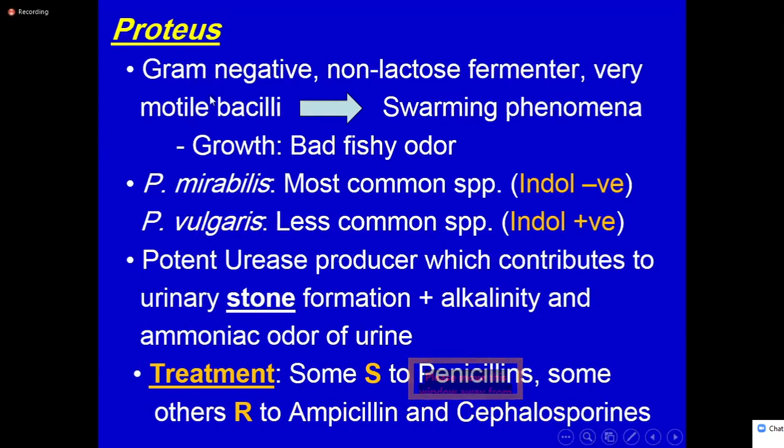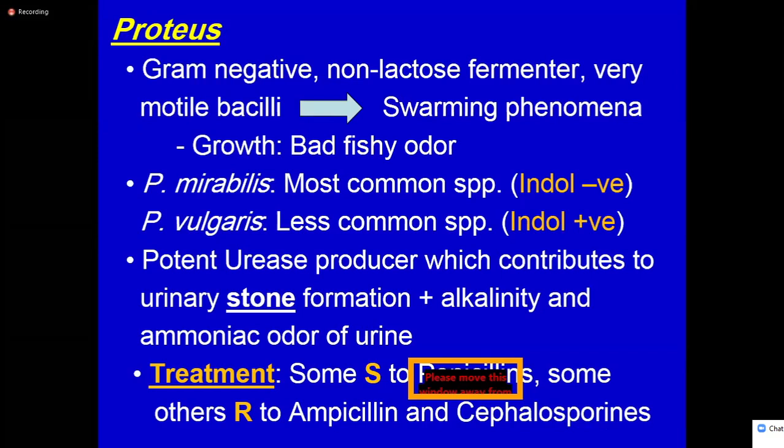Proteus, gram-negative, but non-lactose fermenter. Very motile microorganism. They can produce swarming phenomena, that is to say, movement on the agar growth. I will show you a picture. The growth has a very bad odor, called fishy odor.